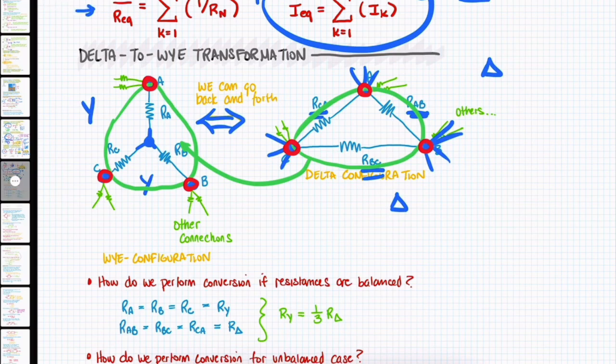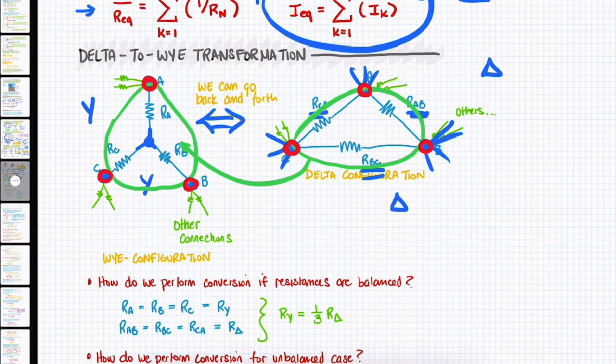Well, because there are going to be certain types of problems where this transformation, either going in one direction or the other, allows us to perform other simplifications, which then allows us to solve the circuit. So we'll go through an example which will show that.